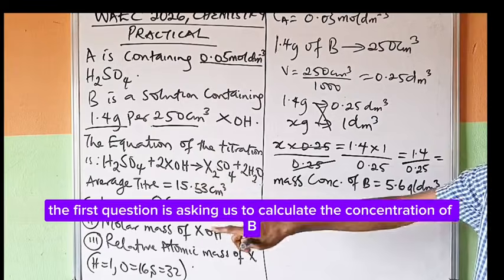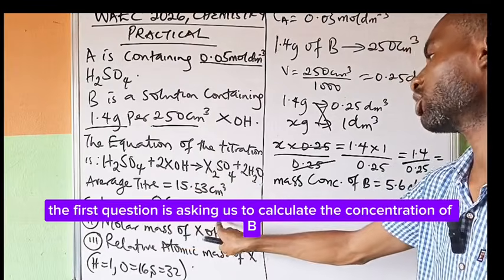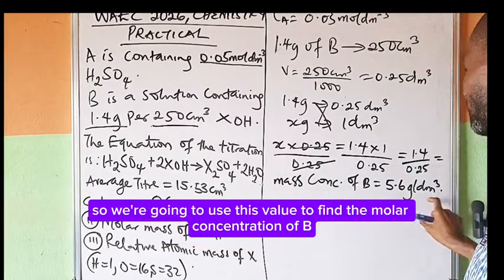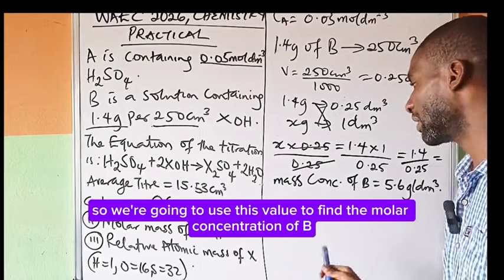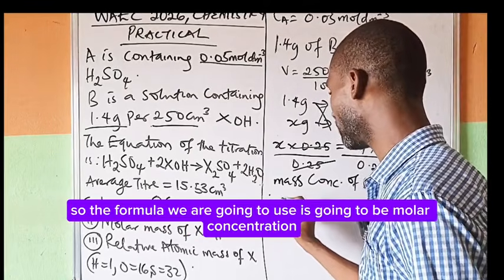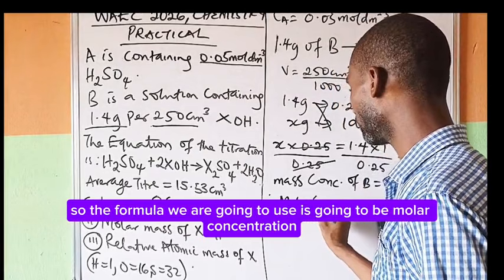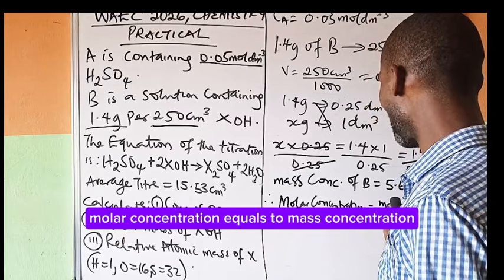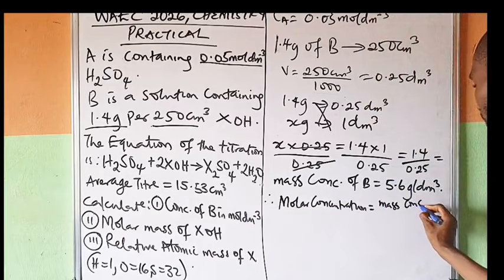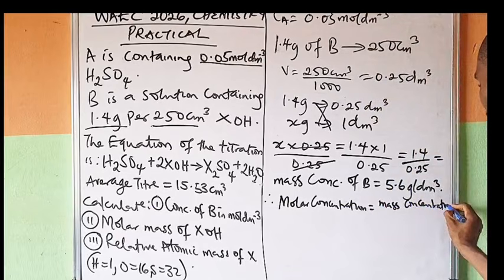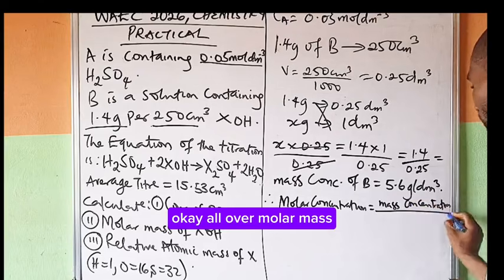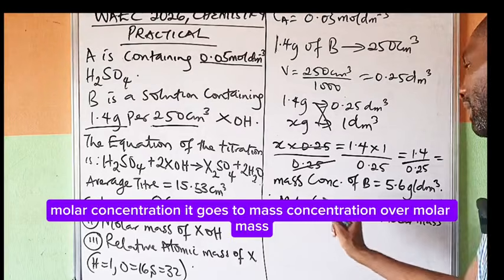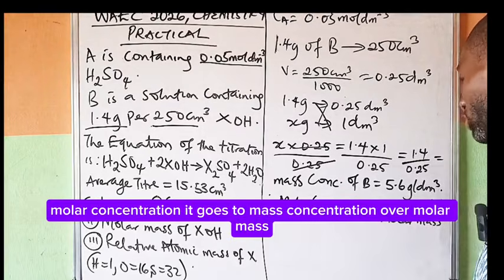Now the first question is asking us to calculate the concentration of B in mole per dm³. That is the molar concentration. So we're going to use this value to find the molar concentration of B. So the formula we're going to use is molar concentration equals mass concentration over molar mass.